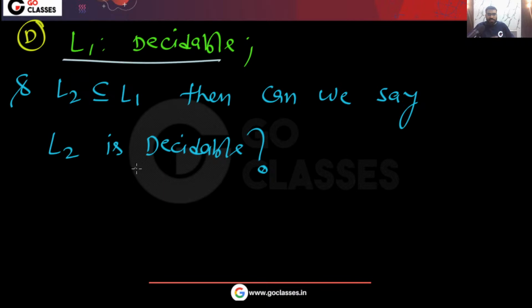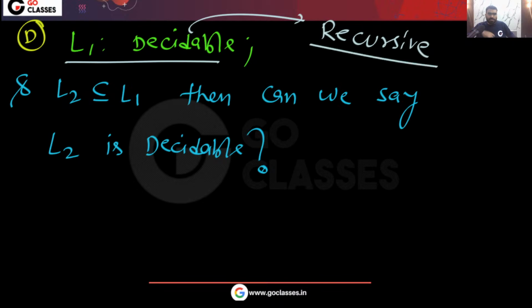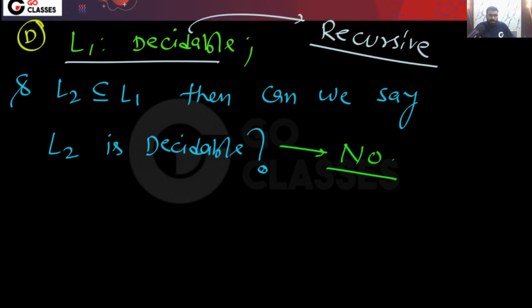See, L1 is decidable. Decidable already means recursive, right? So you can see L1 is basically recursive. Now L2 is a subset of L1. This is already given to you. Then can we say that L2 will be decidable? The answer is no. Can you give me a counter example? Yes, of course I can give you a counter example. Take this L. Let me give you a counter example.